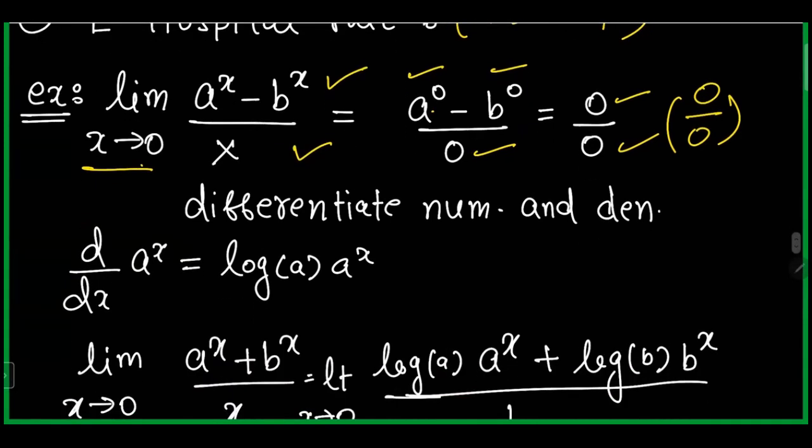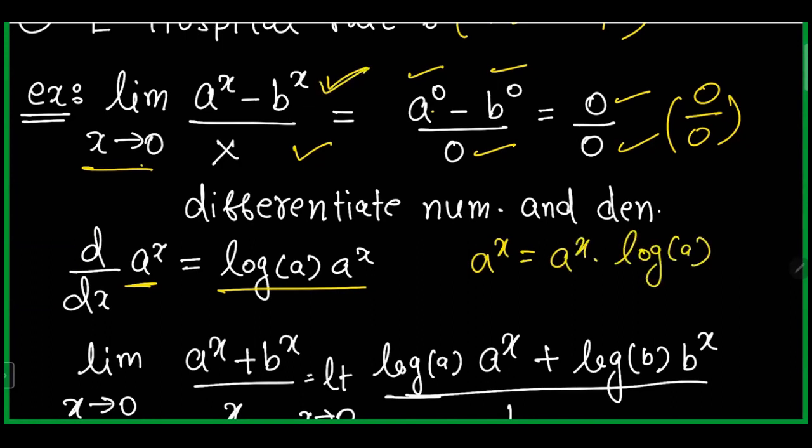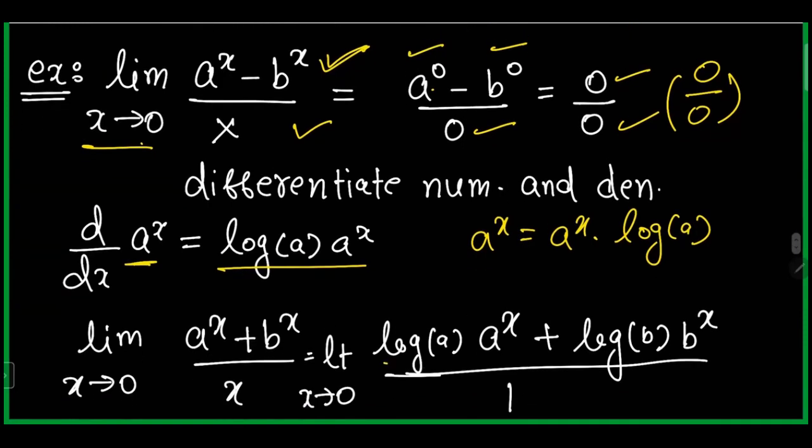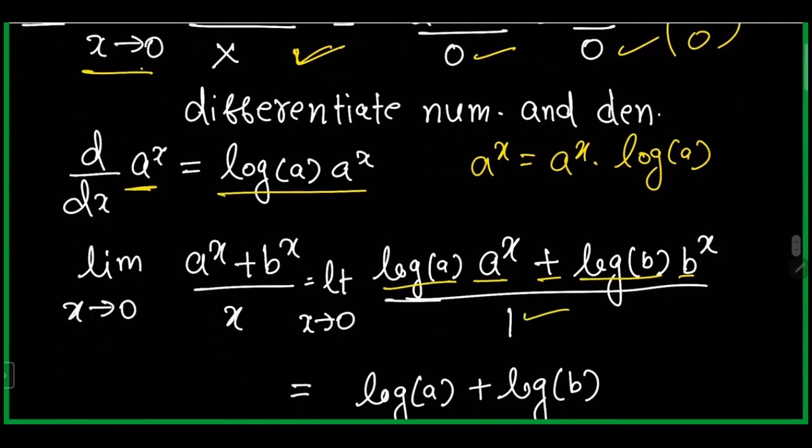So if we differentiate the numerator, one differentiation rule that you might know is that if we differentiate a raised to power x, the answer is log a multiplied by a raised to power x. If you don't know this, please see my basic mathematics notes. So differentiation of a raised to power x is a raised to power x remaining as such, multiplied by log a. So if I differentiate my numerator, what will I get? Log a into a raised to power x minus log b into b raised to power x. And in the denominator, if I differentiate x, I will get 1.